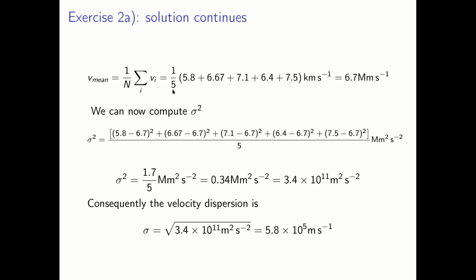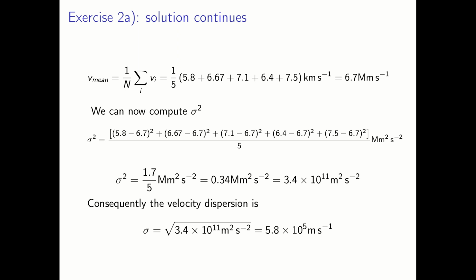So it is 1 over 5 in our case, and just sum the velocities that we are given in the data. And what we get is 6.7 megameters per second. Now we can apply the formula we saw in the previous slide to compute sigma squared. And this is the formula you should get when you plug in the numbers. So what we get is 1.7 over 5 megameter squared per second squared, which is 0.34 megameter squared per second squared.